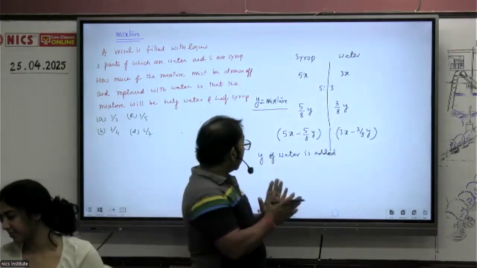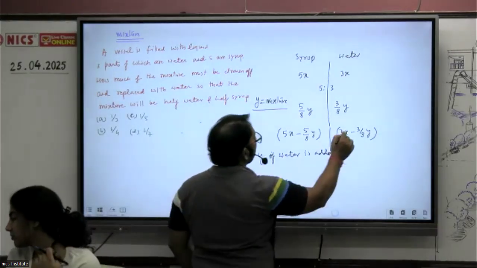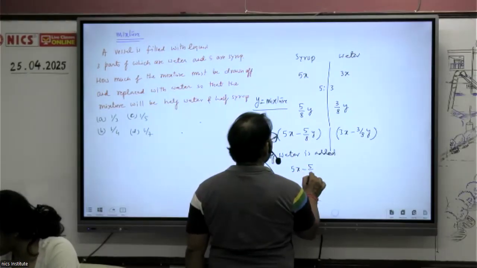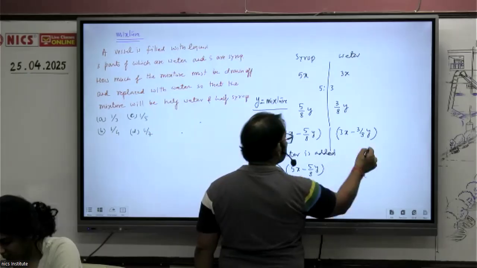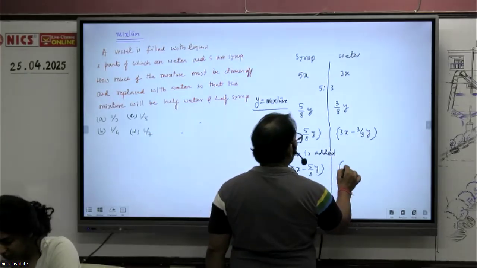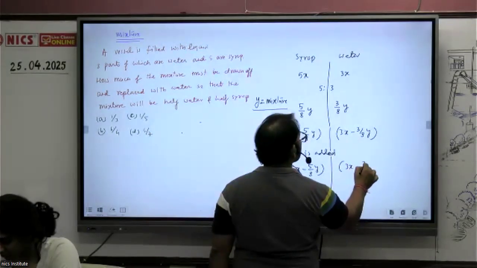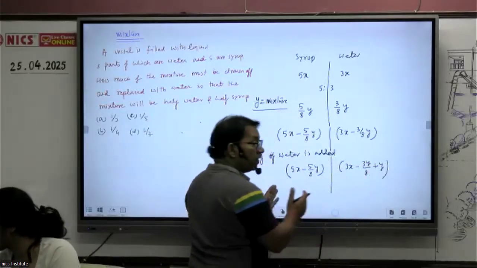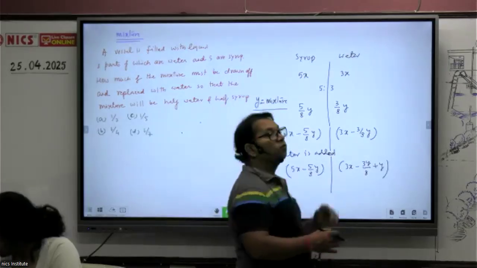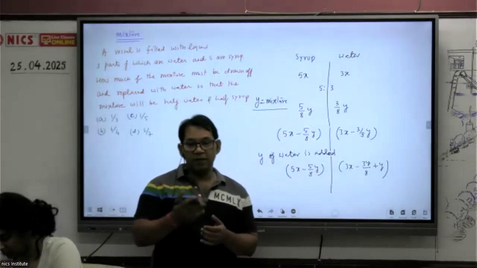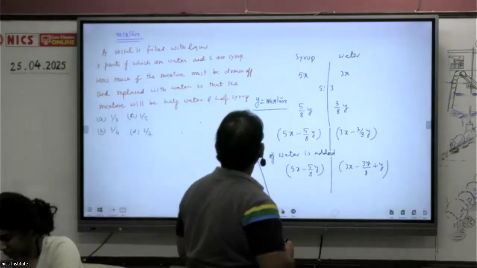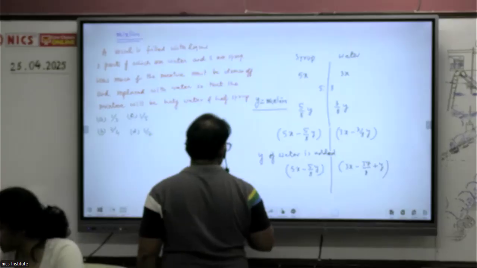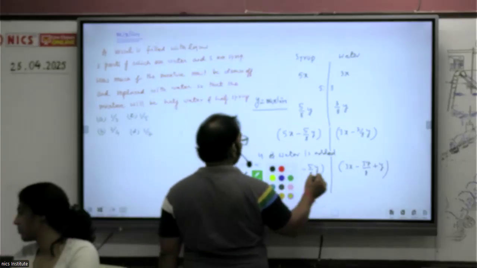Now you have added y amount of water, so it will be added this side. So this is 5x minus 5/8 y, and the water will be 3x minus 3y/8 plus y. And now this is 50/50, that means they are equal. So equate these two, because this ratio is 1:1, and find the value.